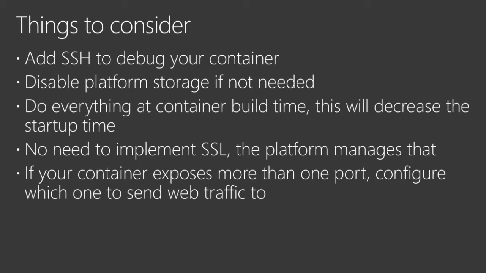So that's better uptime. Do everything in the container build time. Put as many dependencies, requirements, and packages as you can in your Dockerfile. That means your container will start up faster. You don't need to implement SSL; the platform will manage that for you. If you configure SSL certificates, our front ends will terminate it. If your container exposes more than one port, you need to tell us which port to send traffic to. But if you're doing SSH, you need to expose 2222, and whatever other port will be used for traffic.